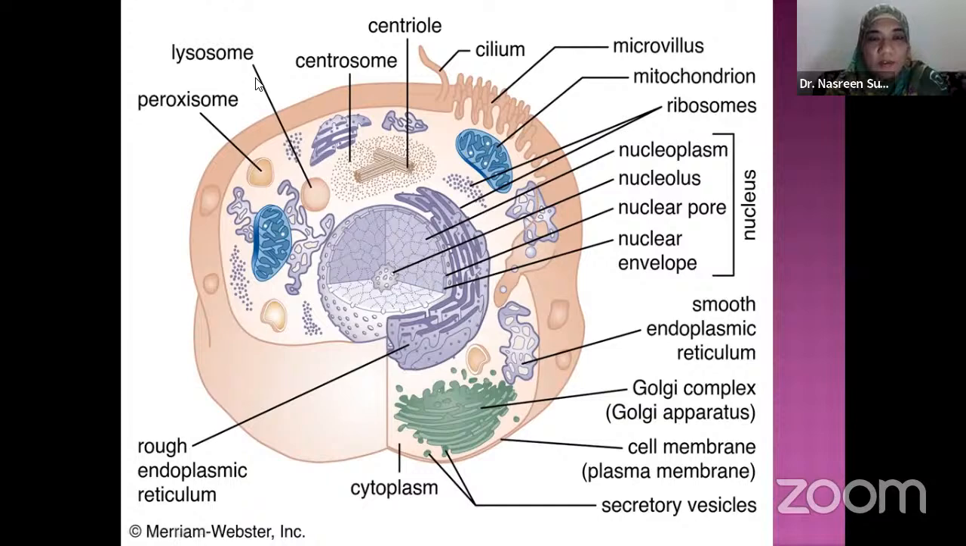You can see here you have the lysosome. Once you have a look here, you have the centrosome, centriole, cilium, flagella, and microvillus. This is the microvillus, this is the mitochondrion, this is the nucleus, and this is your Golgi complex, or you can say Golgi apparatus. Then you have smooth endoplasmic reticulum and rough endoplasmic reticulum. This one is the rough endoplasmic reticulum, and this one is the smooth endoplasmic reticulum. And these are ribosomes, which are also attached to the RER. So these are the different parts of your cell.